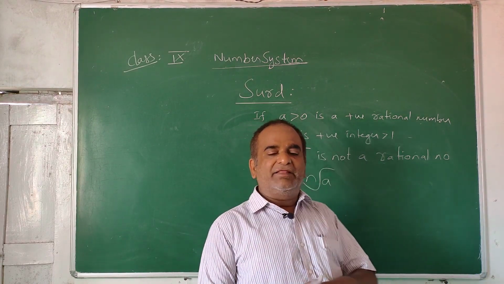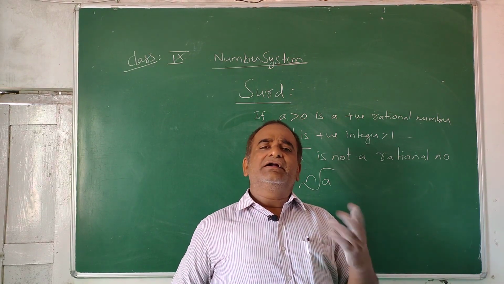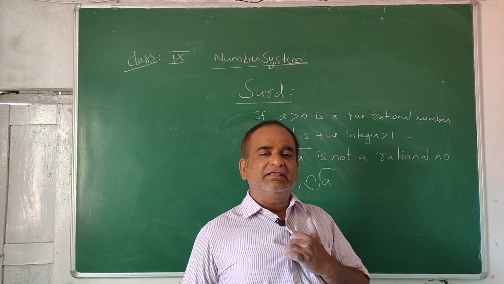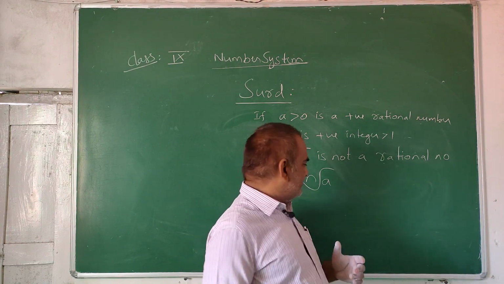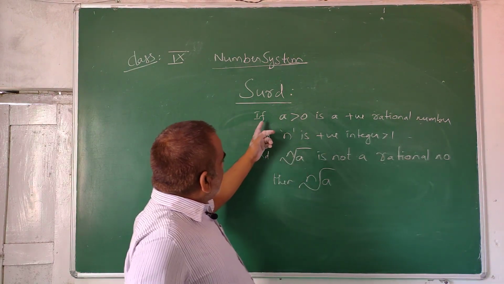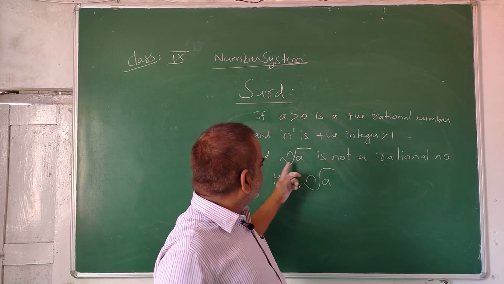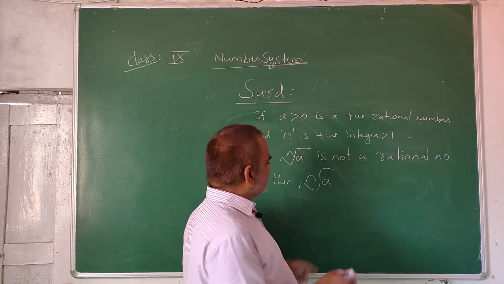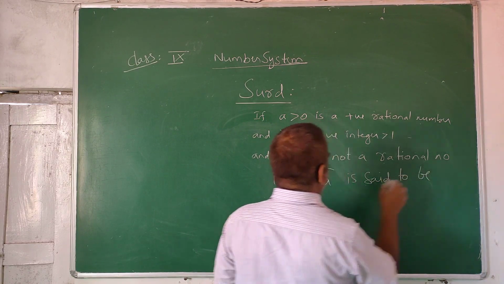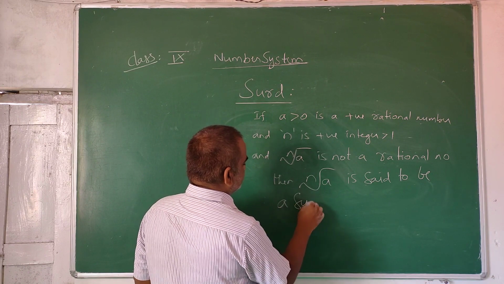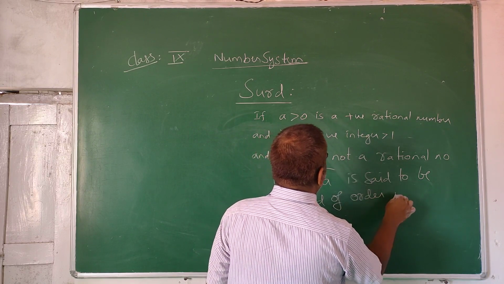Here you have to understand the difference between irrational number and surd. All surds are irrational numbers only, but all irrational numbers need not be surds. I'll give an example, please wait and see for a moment. So if a is a positive rational number and n is a positive integer more than 1 and nth root a is not a rational number, then nth root a is said to be a surd of order n.